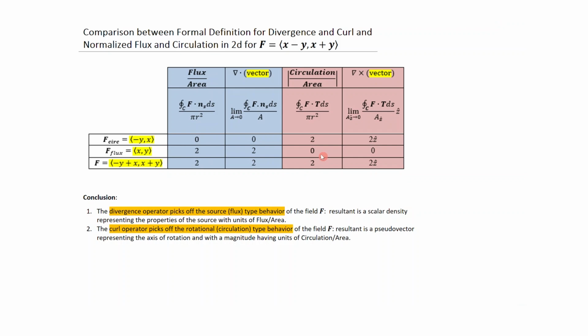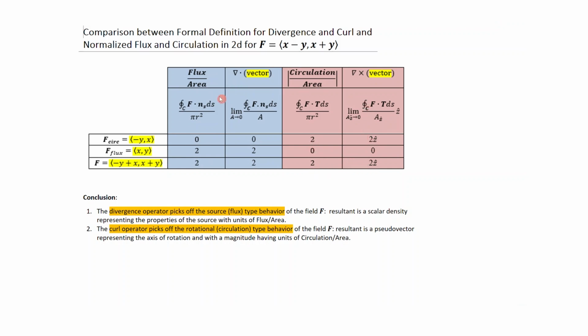This one was 2 and this one 0. If we look at the curl of the vector field, which now also implies that there is a vector associated, but we call it a pseudo vector, we get 2z hat and 2z hat. This being the magnitude, this is the actual vector. Notice the magnitude 2 here, it's equivalent to 2 here, 2 is equivalent to 2.